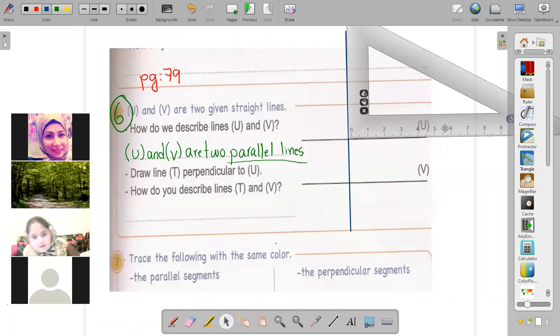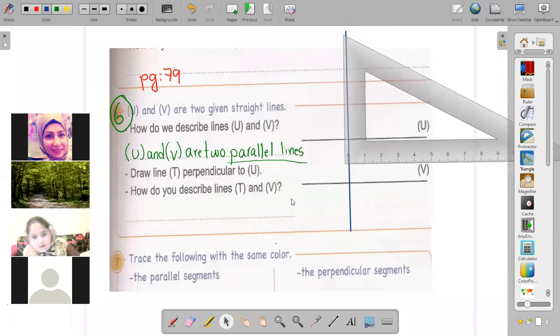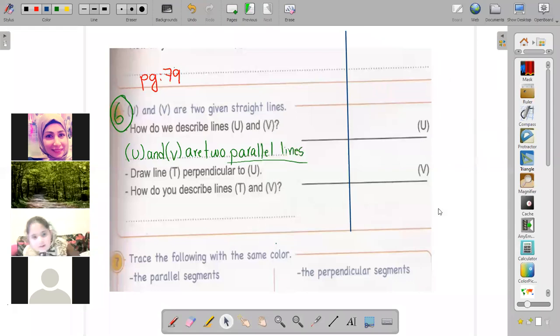Thank you, Malak. I will remove now the set square. Okay, don't forget to place the right angle because they are perpendicular. Just like that, I make it. And don't forget to name this line. I will name it what? The perpendicular line? T. Bravo. Draw a line T.